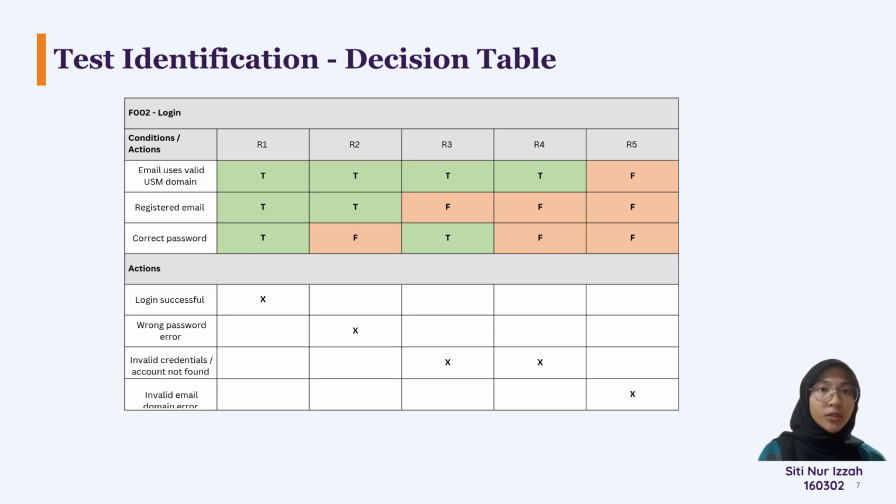Rule 4, valid domain but not registered email and a wrong password, so system also shows the same error, which is invalid credential. And lastly, all invalid, so system will show invalid email domain error regardless of other conditions. So this table ensures that we test a very meaningful combination of conditions.